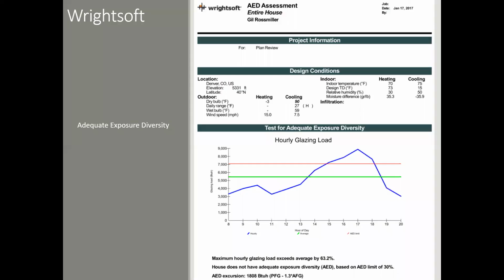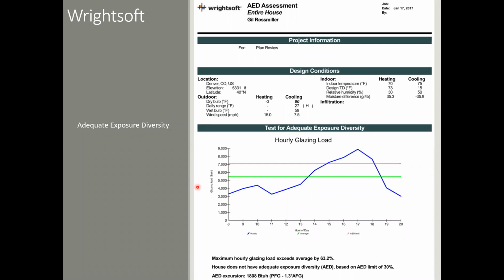And so here, this is something that the computer software does. This is very difficult, if not impossible, to do by hand. Adequate exposure diversity. What this does is it gives us a few things. This right here is telling us what the solar gains are during the day. This is the average solar gain through the day.